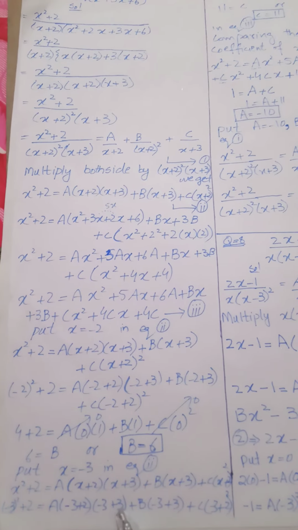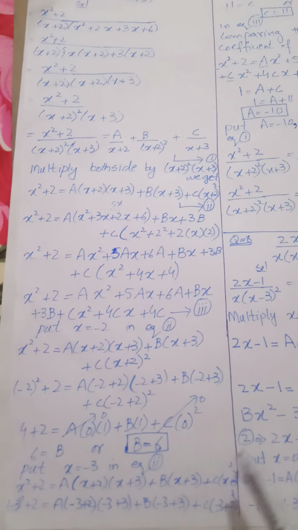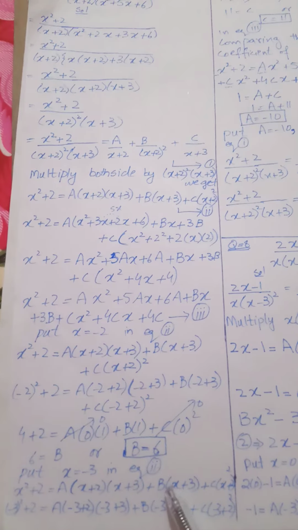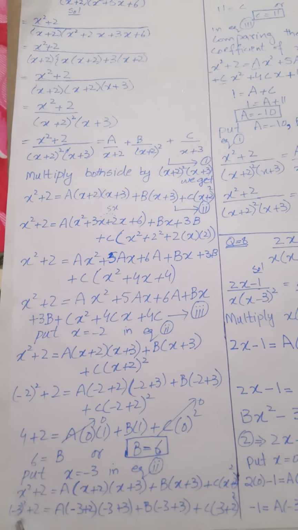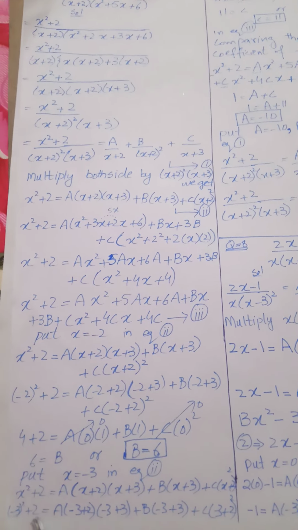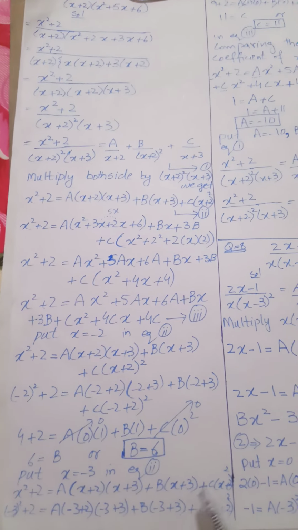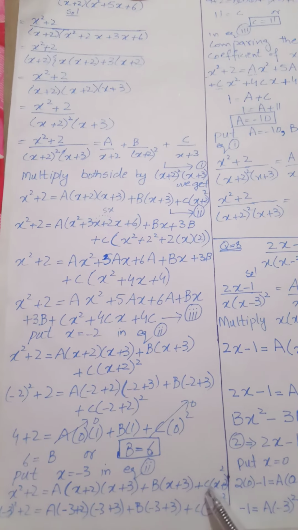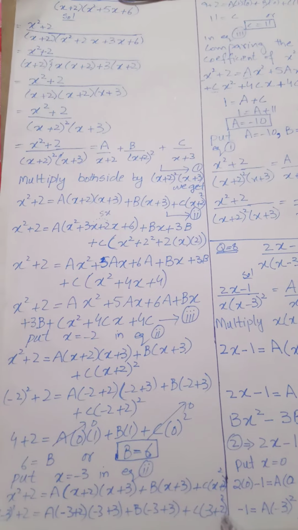minus 3 plus 3, this will be 0. Anything multiplied with 0, this term will vanish. Similarly, minus 3 plus 3, this will be 0. Anything multiplied with 0 will vanish. Minus 3 square, so minus 3 times minus 3 is 9. 9 plus 2, this term will vanish because of this term. This term will also vanish. Minus 3 plus 3 is 0. Similarly, c into minus 3 plus 2, this will be minus 1 square.